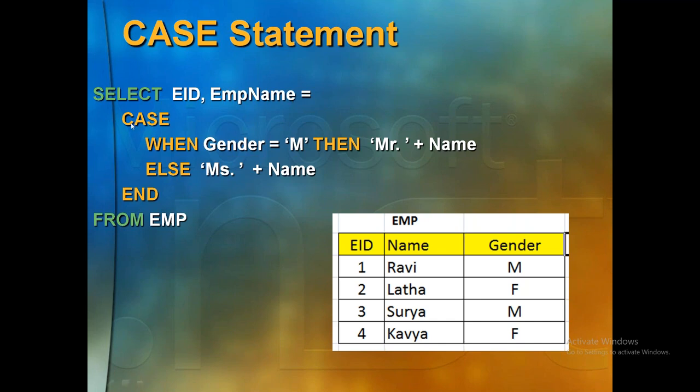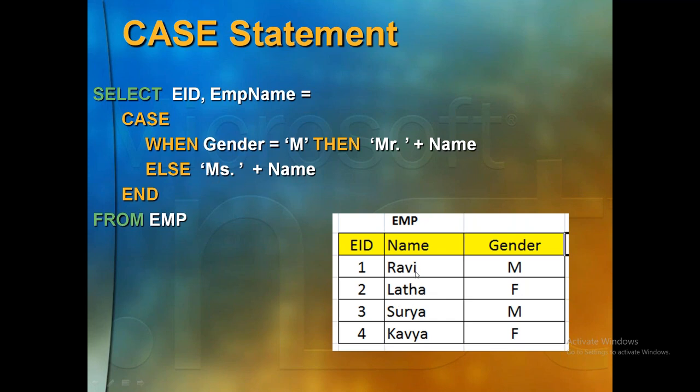So how can you get the title? Title can be given with the help of the case statement. What is the column name? The column name is employee name. If the gender equals male, you are going to be concatenating. This is concatenation, right? And this is a string, a constant value. Name is the column name. So it will take Ravi and add Mr. because it is M. And for the next row, if it is true, then Lata, it is going to add Miss Lata.